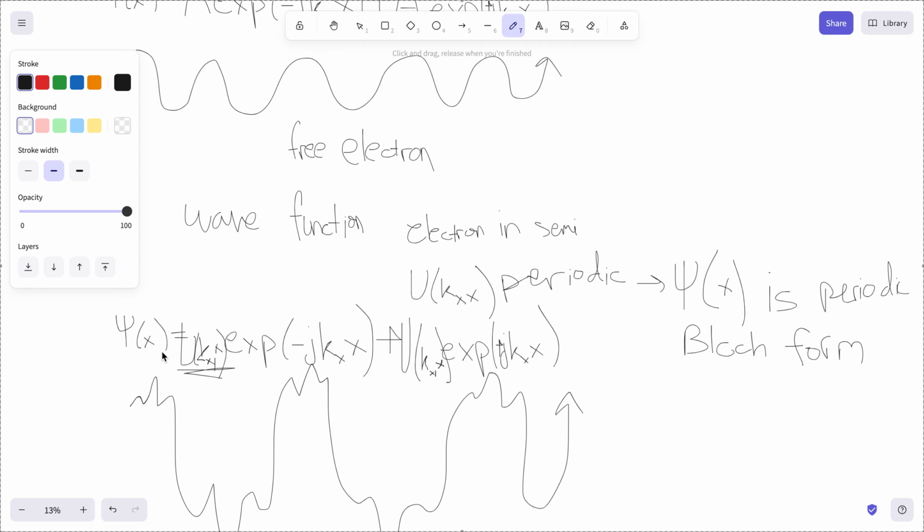Phi of x represents, not exactly, but it represents the energy of the orbital, and it's dependent on both the wave function of the electron as well as the modulation caused by the nucleus pulling and having an effect on these electrons.